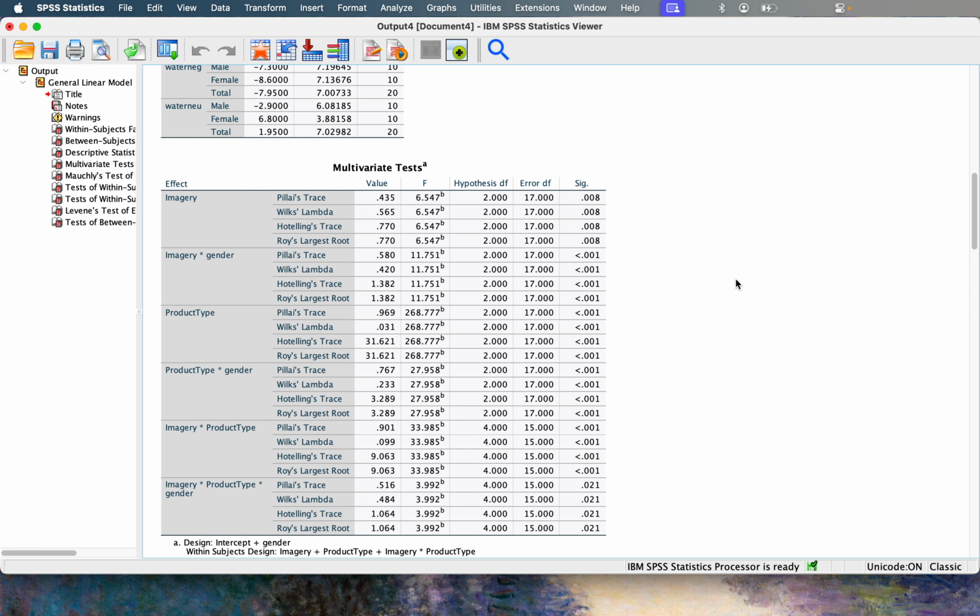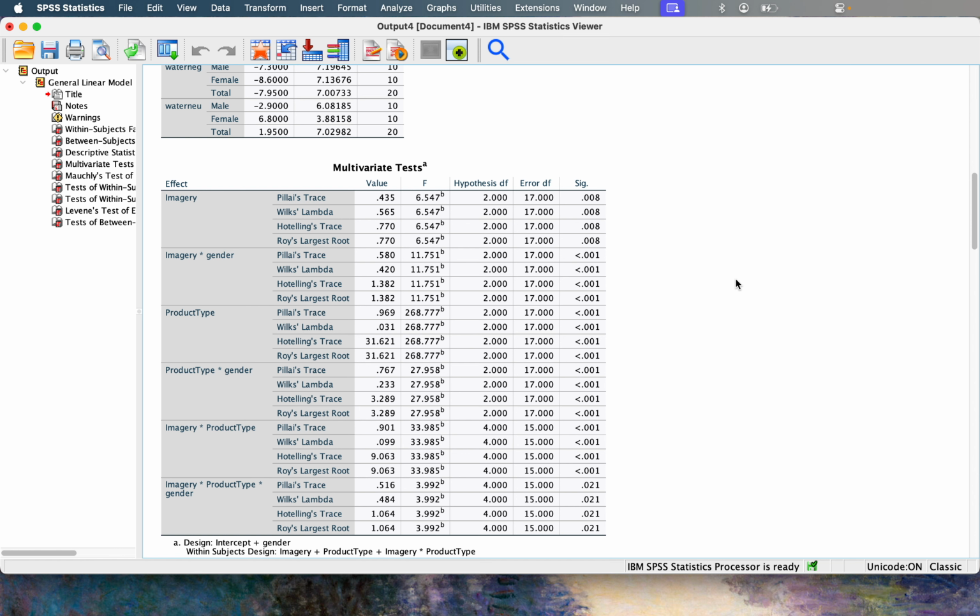So then we see an imagery plus gender interaction. This interaction between imagery and gender was also significant. This is suggesting that the impact of imagery, I guess, differed by gender.